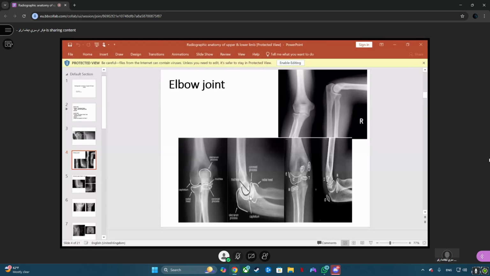This is the lateral view. You can see the olecranon process. The olecranon fossa will be deep here. This is the capitulum, and this is the head of the radius. This is the lateral view, and this is the anterior-posterior view. But what you are seeing, this fossa is on the posterior aspect.